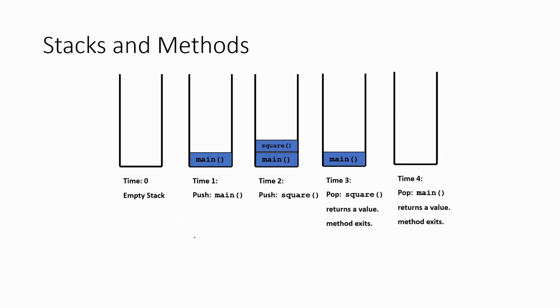So we have a simple program right here. The program starts, there's an empty stack. We start the main method. The main method calls the function square, so we push main, and then we push square onto the stack as well. Square returns a value. It pops off because it's done doing its job, and then main pops off because it's done as well, leaving us with an empty stack at the end.